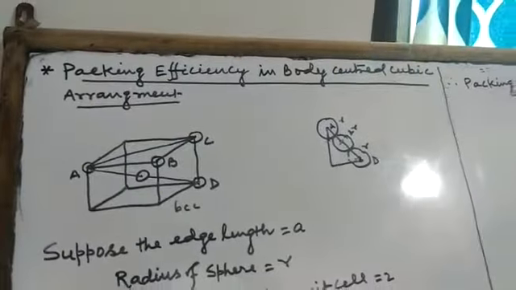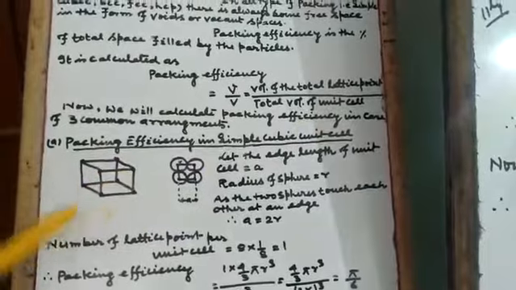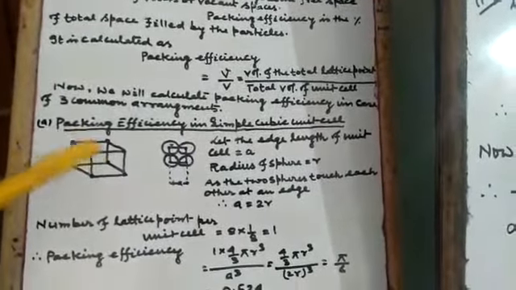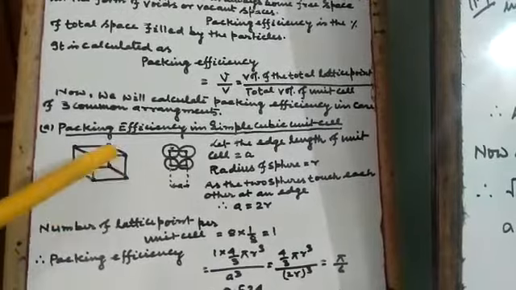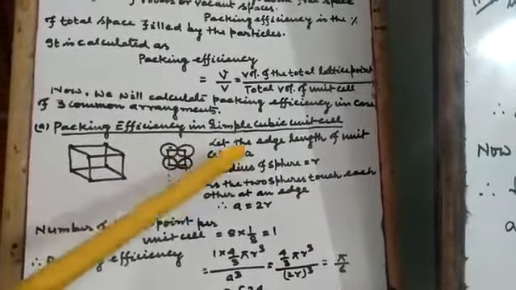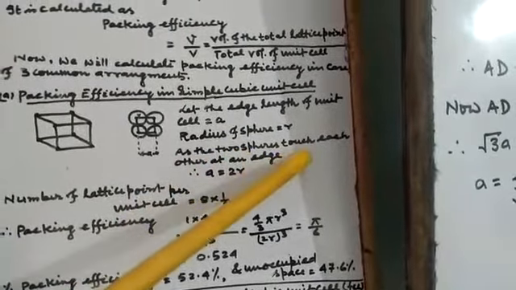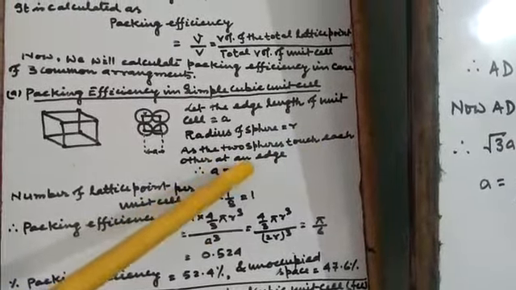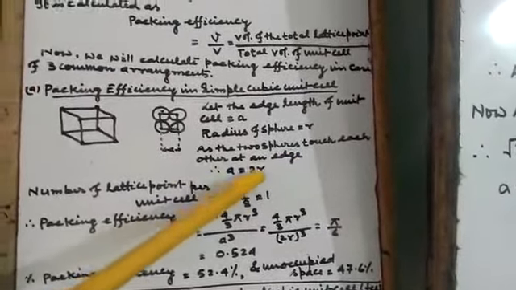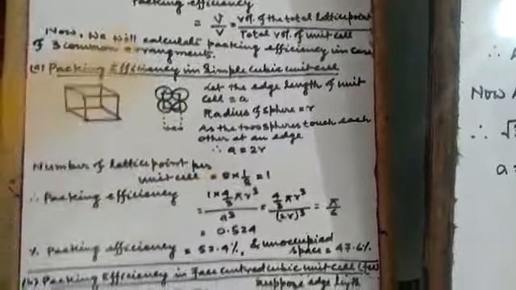Let's discuss one by one. First, packing efficiency in simple cubic unit cell. In a simple cubic unit cell, at the 8 corners, one point is present each. Let the edge length of the unit cell be A and the radius of a sphere be R. As the two spheres touch each other along an edge, A is equal to 2R. Here this length is A, and A is equal to R plus R.